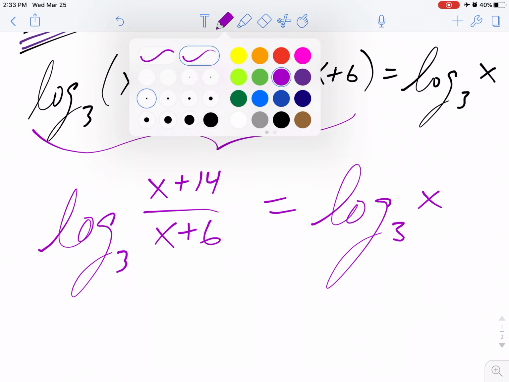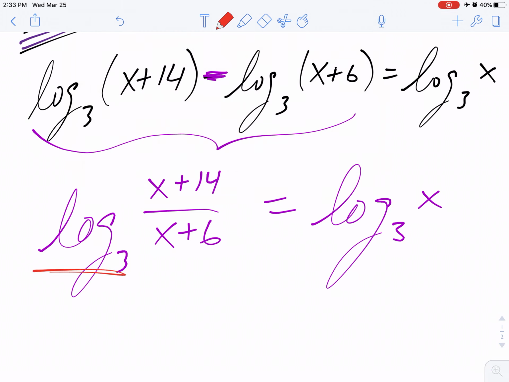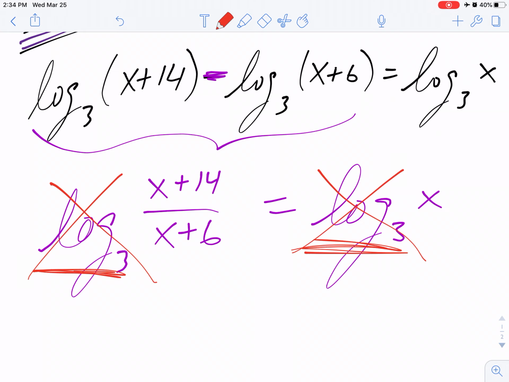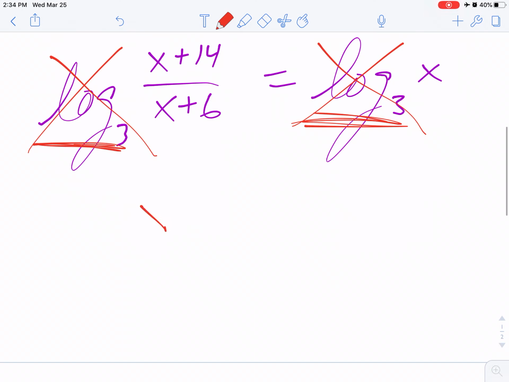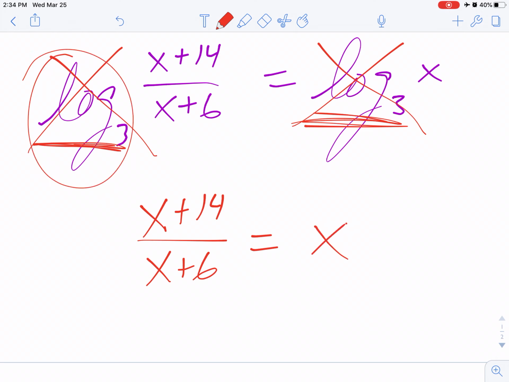Now you're going to notice that we have log base 3 of something on the left, log base 3 of something on the right. Well, we can cancel those off. Log base 3 of something equals log base 3 of something, so we can basically just imagine those aren't there. That only works because both of them are the same. The log base 3 has to match the log base 3 exactly, so you can cancel them off.